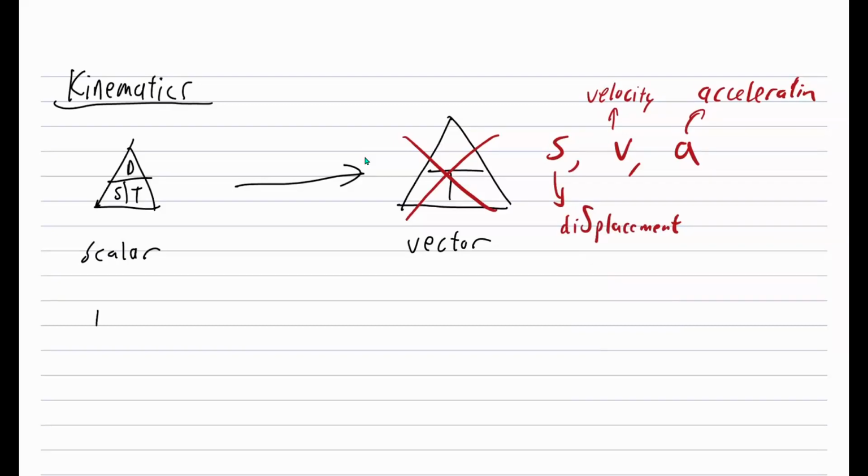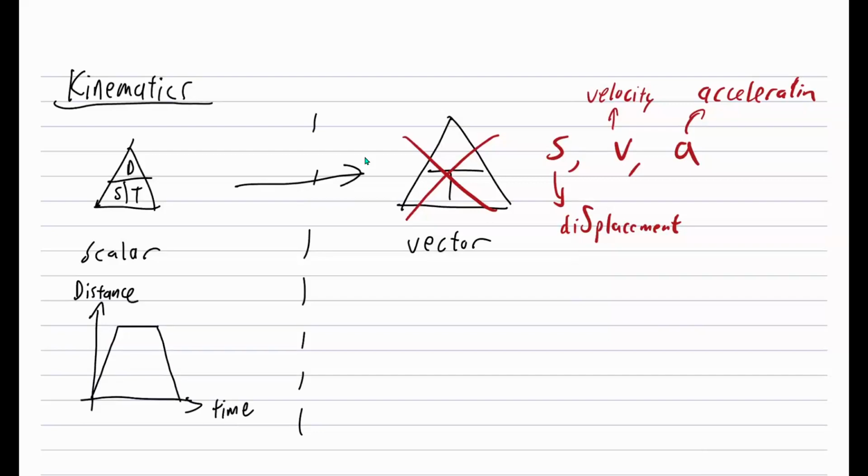Let's start with, for example, the case where it's scalar. If this was distance, like let's say you are measuring the distance moved by a bus with respect to time, it could be like this. It goes up like this, and then it stays there for a while and doesn't move, and then it goes back down like this. How do you find out its speed? Here is how you find it.